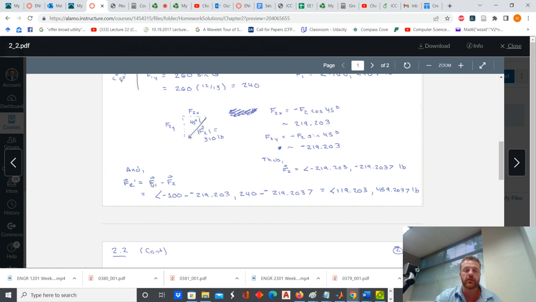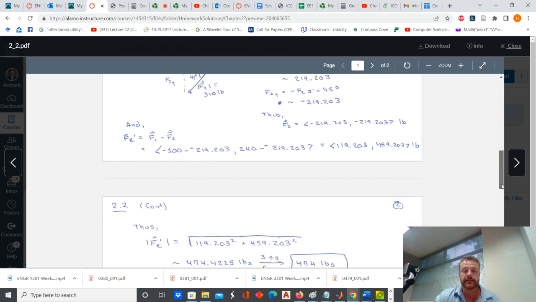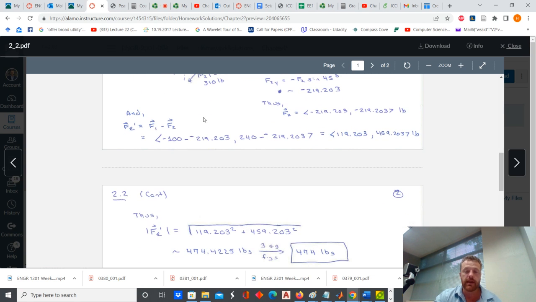So notice that in order to determine the x component of FR prime, I take the x component of F1, I subtract away the x component of F2. Be careful, since the x component of F2 was negative, we're going to have a minus minus plus kind of thing. Do the same thing for the y components, and hopefully what you'll find is this expression for FR prime in terms of its x and y component.